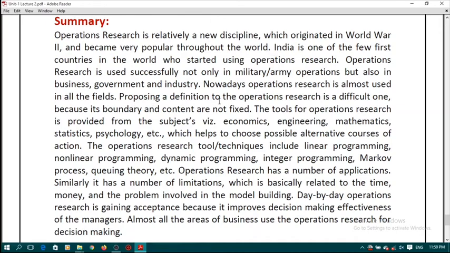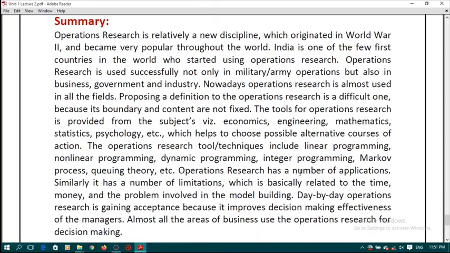Proposing a definition of operation research is difficult because its boundary and content are not fixed. The tools for operation research are provided from subjects like economics, engineering, mathematics, statistics, psychology, etc., which help to choose possible alternative courses of action. The operation research tools or techniques include linear programming, non-linear programming, dynamic programming, integer programming, Markov process, game theory, etc.